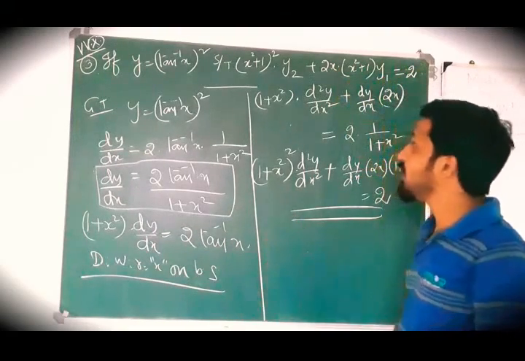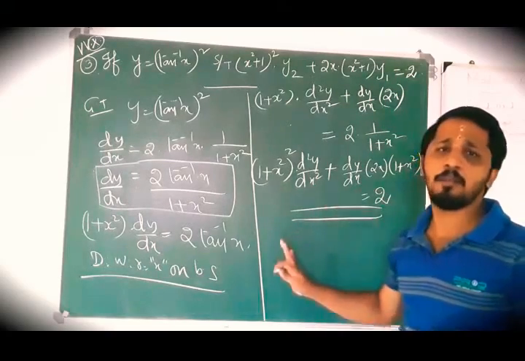Is it clear? This is the way you have to prove. This is the required result. Very important proof. Go through this.